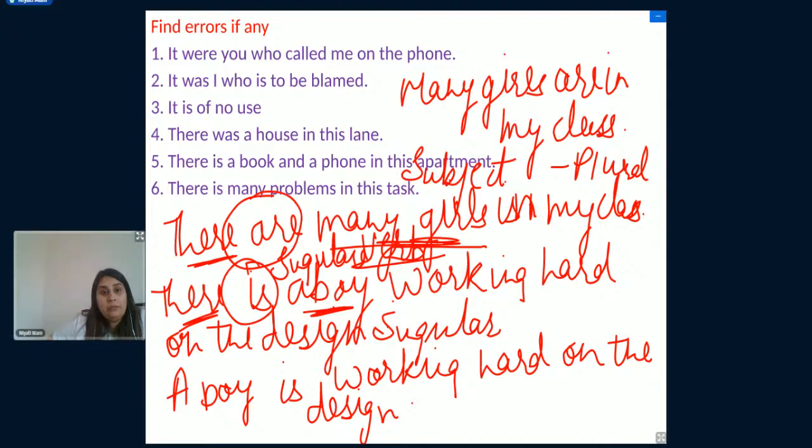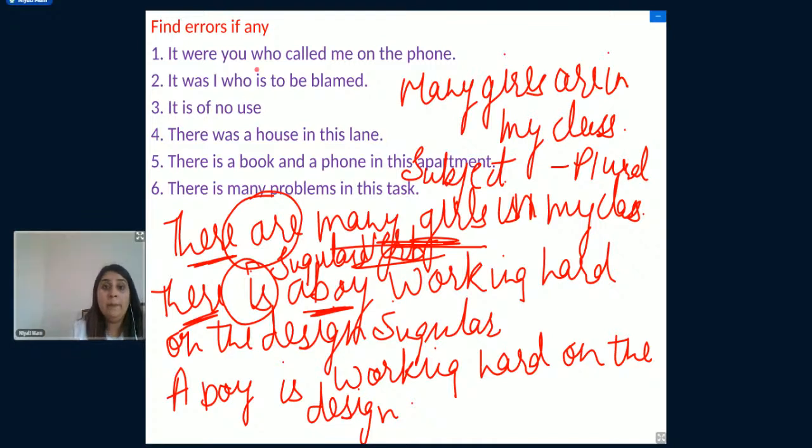Got my point? In case of it, it is a singular word. It always takes singular verb with it. Fine. In case of there, it will take verb according to the main subject of the sentence. If your main subject of the sentence is singular, they will take singular verb. If your main subject of the sentence is plural, they will take plural verb.